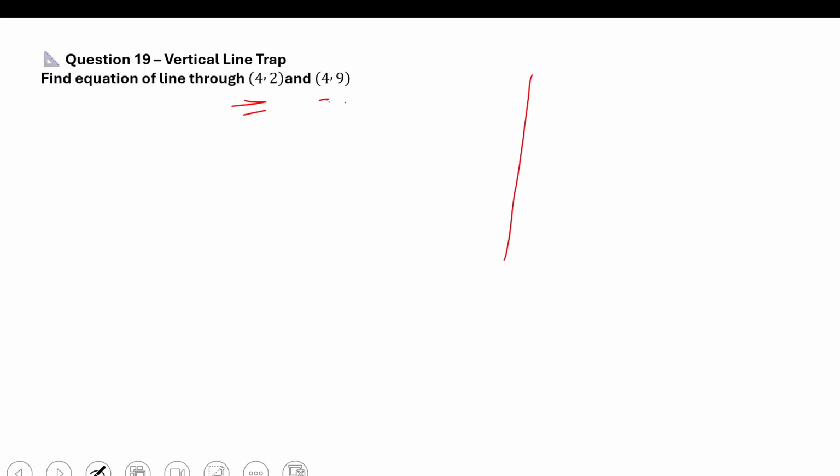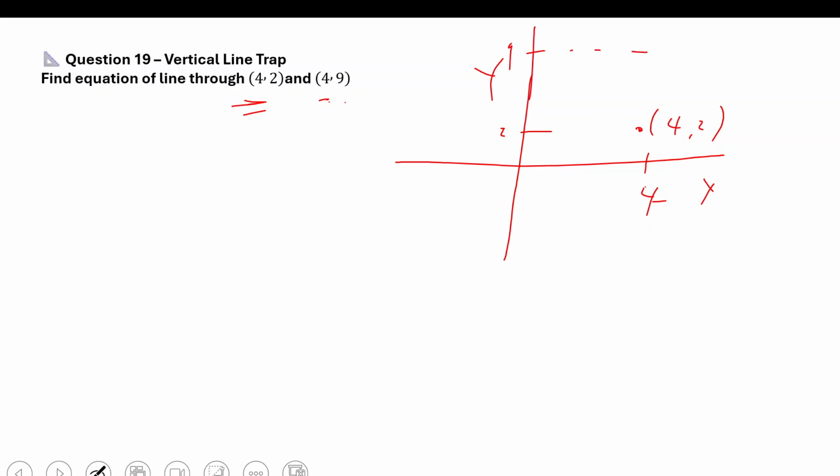Okay, let me just do this. These are the coordinates. So the first coordinate is 4 and 2, right? Point 1. The second one again is 4 and 9. So 9 is somewhere here, and I take it. So this is 4 and 9. So I'm just looking at this vertical line.